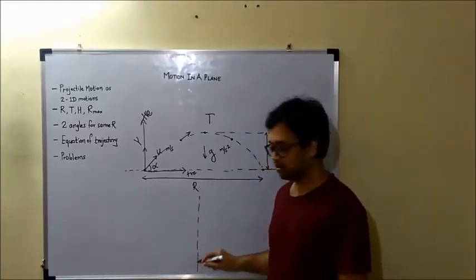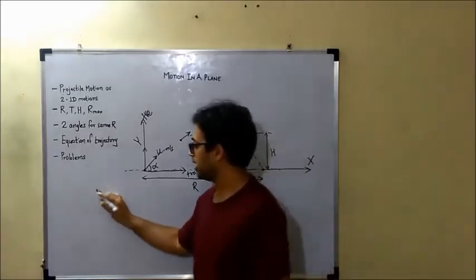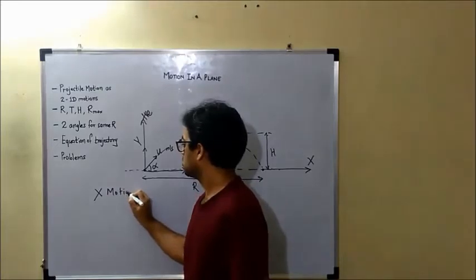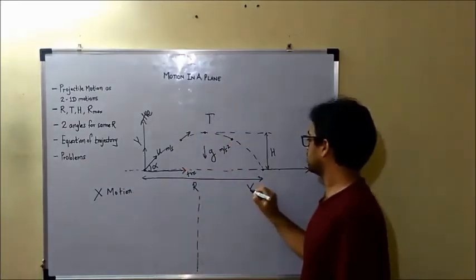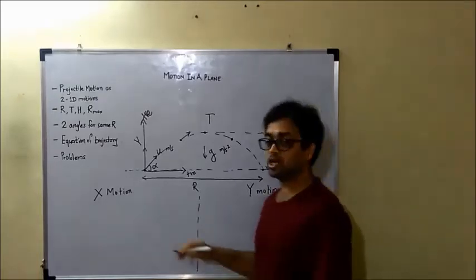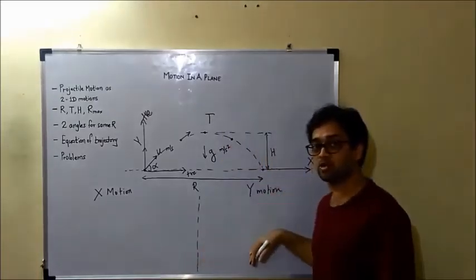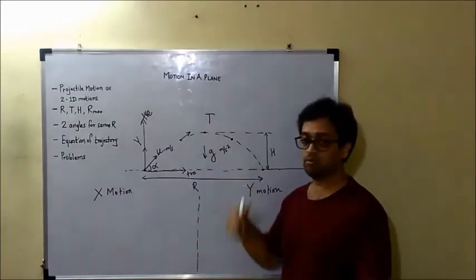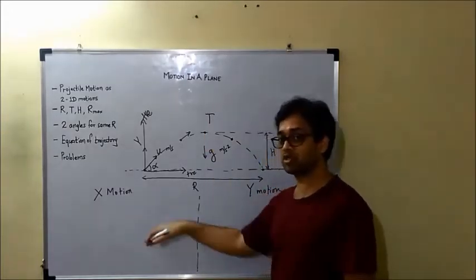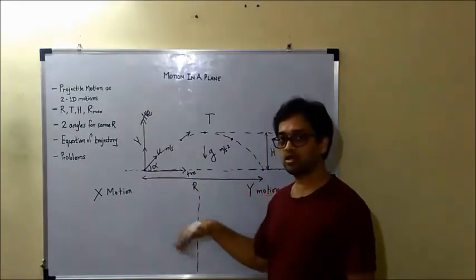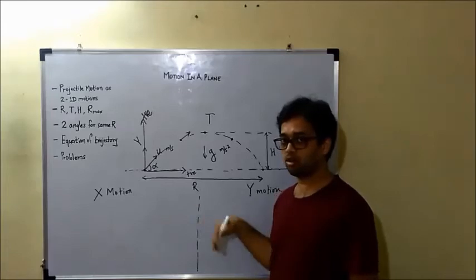Begin it as 2 1D. So this side I will write everything about x motion, and this side I will write everything about y motion. Okay, and remember the linkage between x motion and y motion is going to be our time. That is the time of flight. That is going to be the linkage between the two, because for x motion and for y motion, that is the common parameter that will be equal for both the motions.